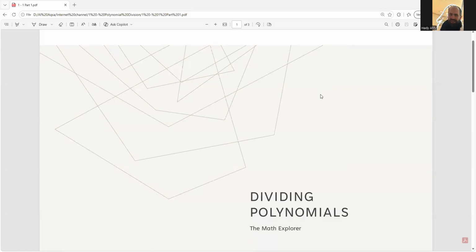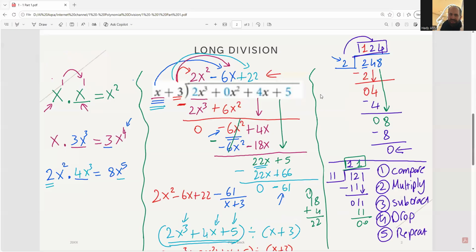Lesson for dividing polynomials. In the last one, we actually discussed or revised how we do long division, something that you have learned in fifth grade. The steps you need to follow in order to do long division, how to do long division if the divisor is 2-digit or 1-digit, as you can see on the right side of the screen.